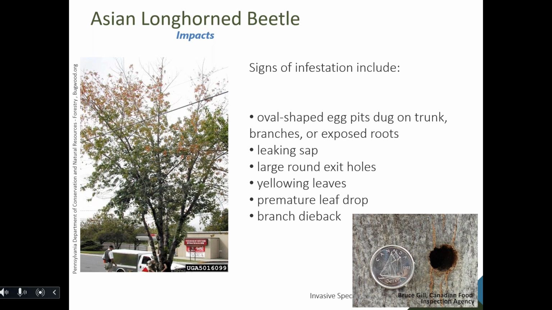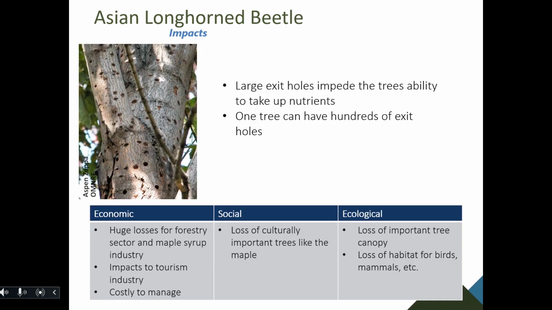Increased woodpecker activity can also be a sign, and that's because the birds are looking for the larva under the bark. The adult beetles will emerge in the summer and they'll feed on the twigs and leaves, and then they'll lay their eggs that hatch about 2 weeks later. And this exit hole is what's made when the adult emerges. The adults can begin to emerge in May through to July when they will lay their eggs on those egg pits, and those are created on the tree and they'll lay up to about 80 eggs. And so these large exit holes impede the tree's ability to take up nutrients, leading eventually to the tree's death.